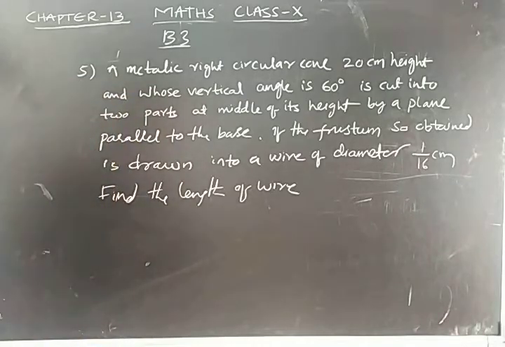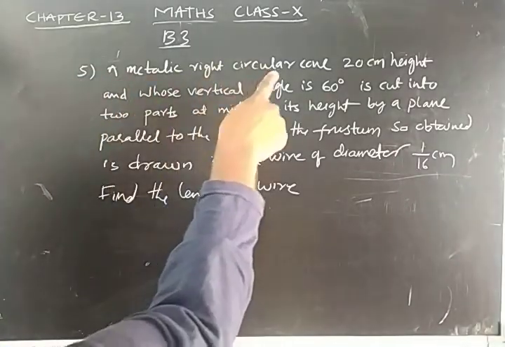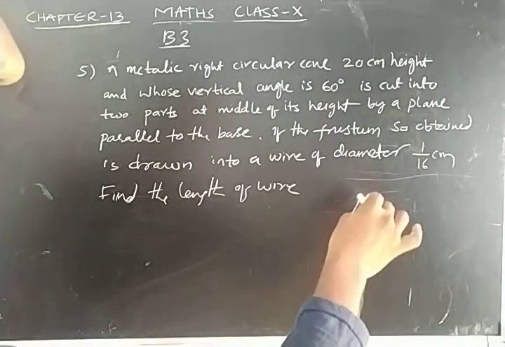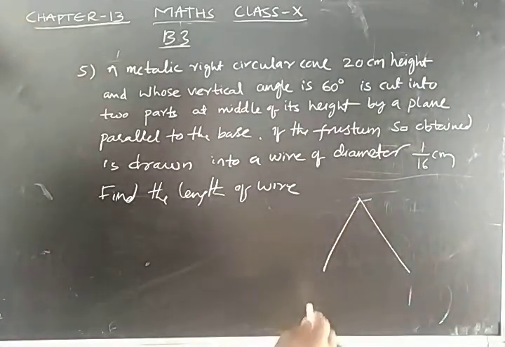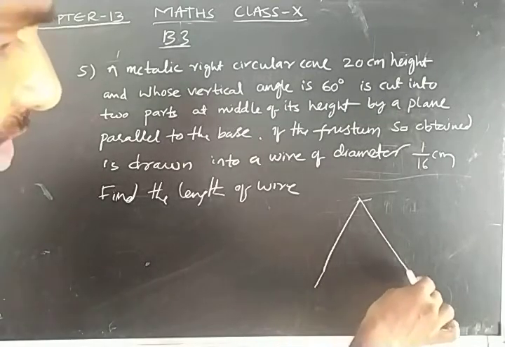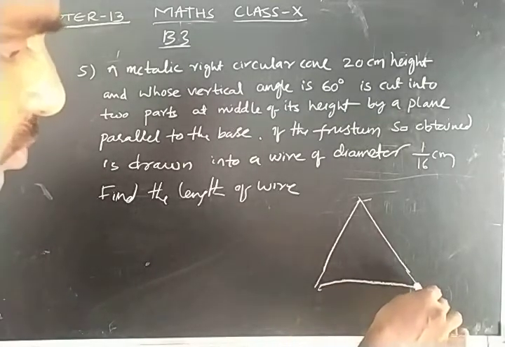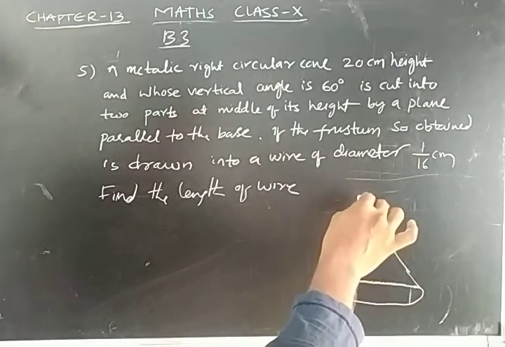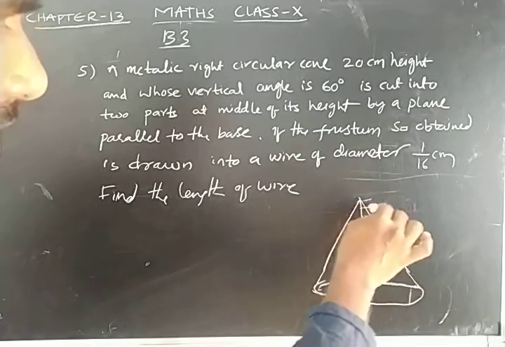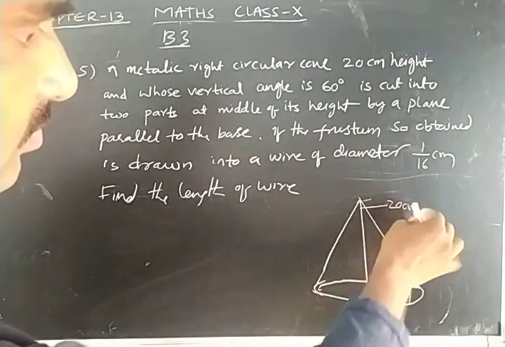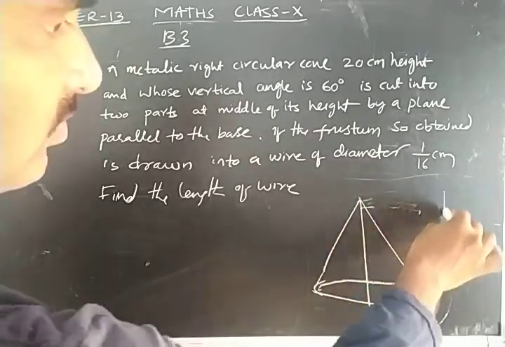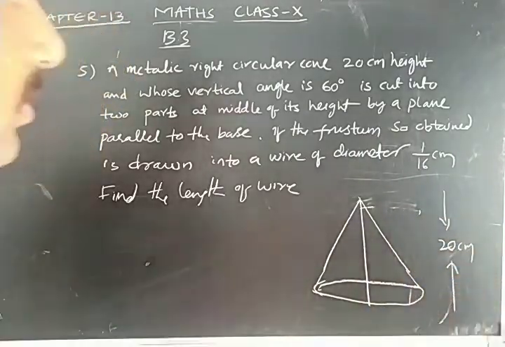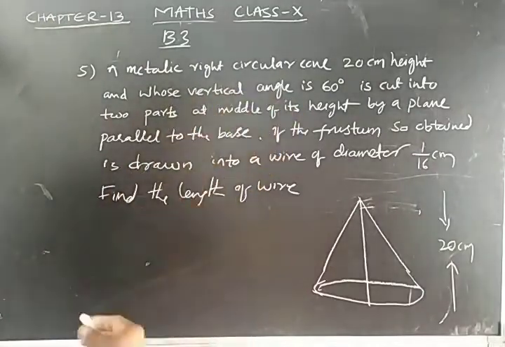Fifth problem. See what is given. A metallic right circular cone of 20 centimeters height. According to the question, I am going to draw the figure. So this is the right circular cone whose height is given. This is the height, 20 centimeters, of the right circular cone, and whose vertical angle is 60 degrees.